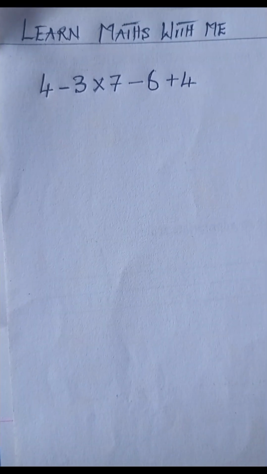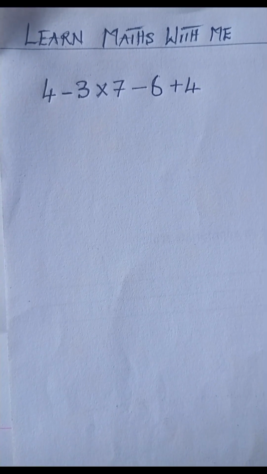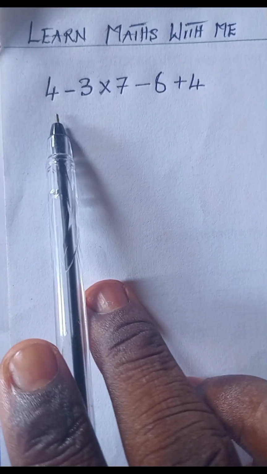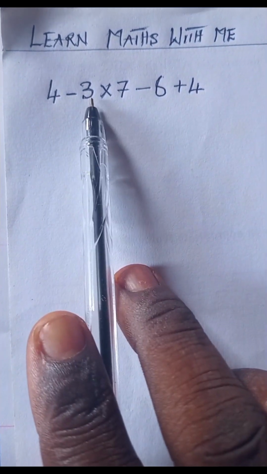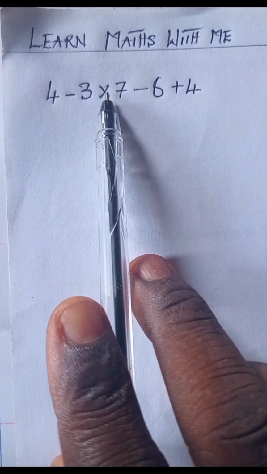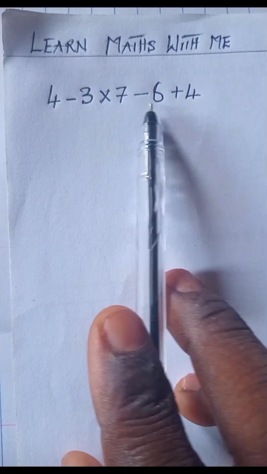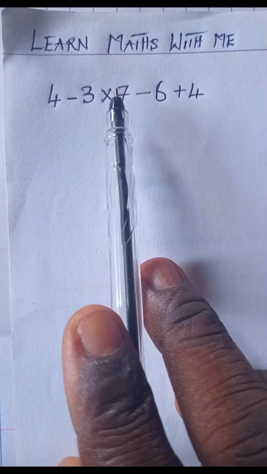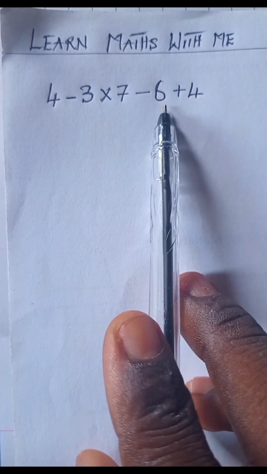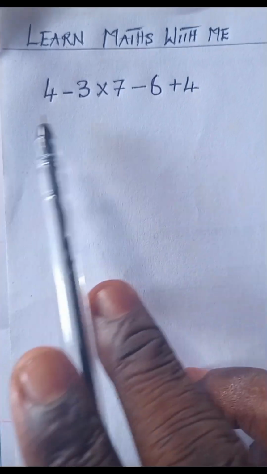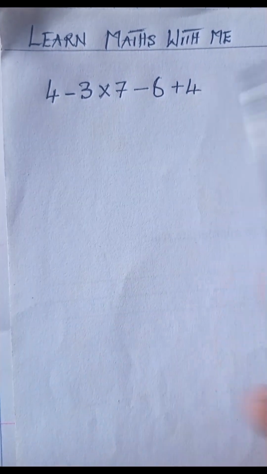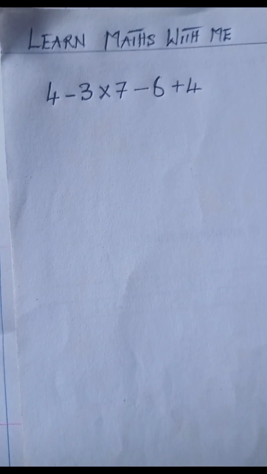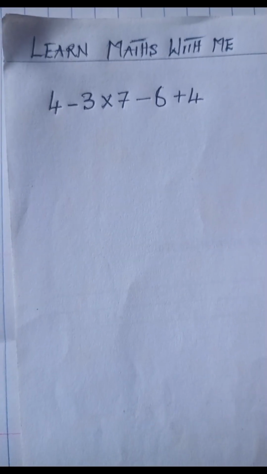So today we have a question before us. The question says 4 minus 3 multiply 7 minus 6 plus 4. 4 minus 3 times 7 minus 6 plus 4. So we are asked to simplify this question and provide the final answer. This is a very simple but very technical question.